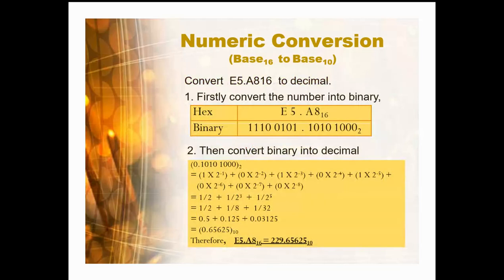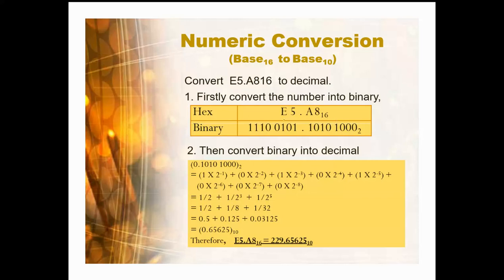Alright, so now we have hexadecimal numbers but in floating point numbers. It's recommended that when you have floating points in base 16 or octal, you change into binary, and from binary you convert to decimal. Okay, it's easier. So for example here, E5.A8 base 16.